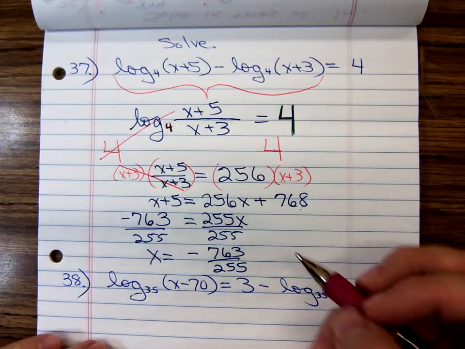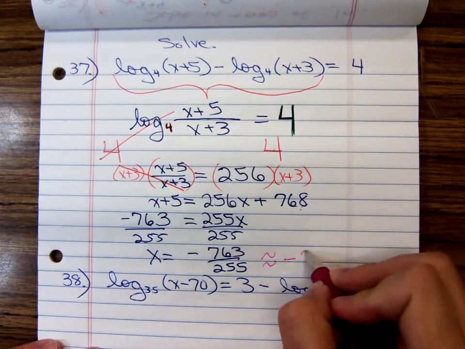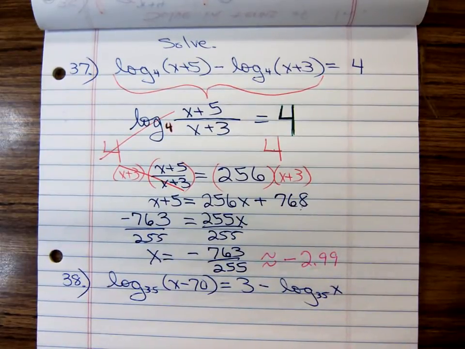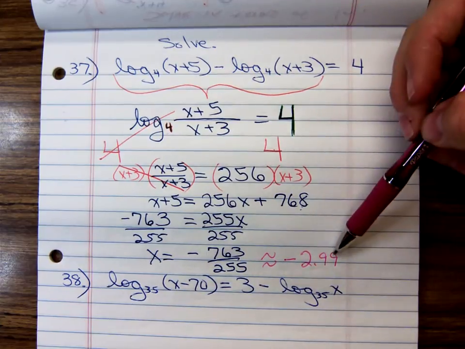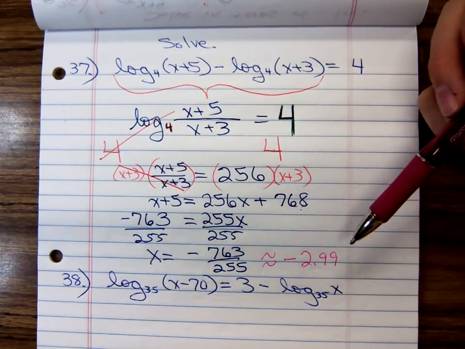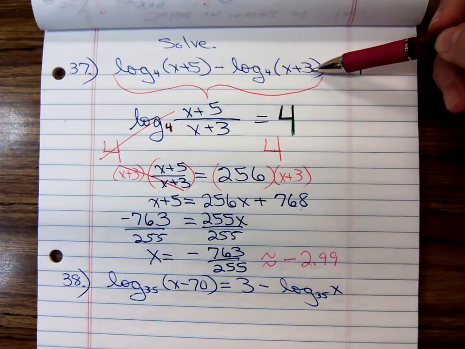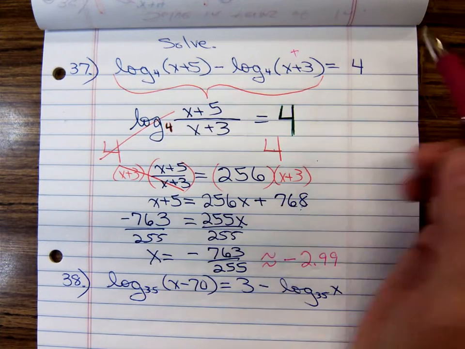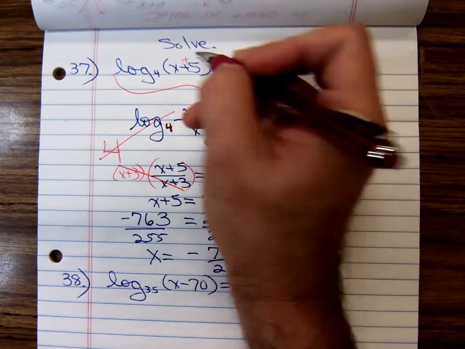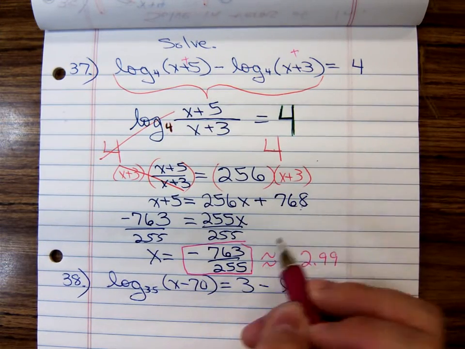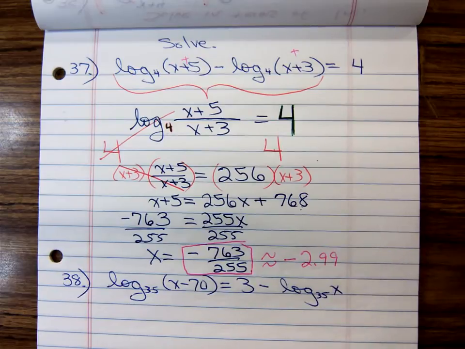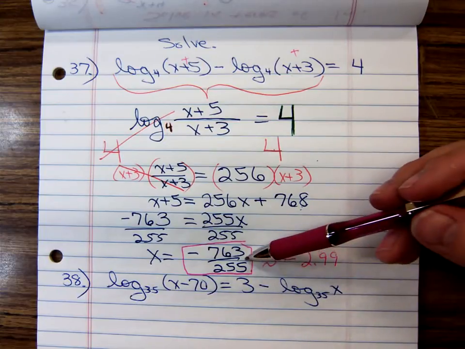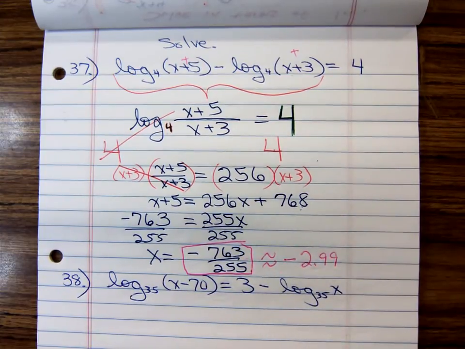If I remember correctly, that's approximately negative 2.99. Yes. But I'm not going to use that negative 2.99 for anything other than the checking process. Negative 2.99 plus 3, is that positive? Yes, it's positive. Negative 2.99 plus 5, is that positive? Yes. So this negative 763 over 255 is an acceptable answer. I only used a decimal approximation because it helped with the checking. But the answer they're looking for is negative 763 over 255.